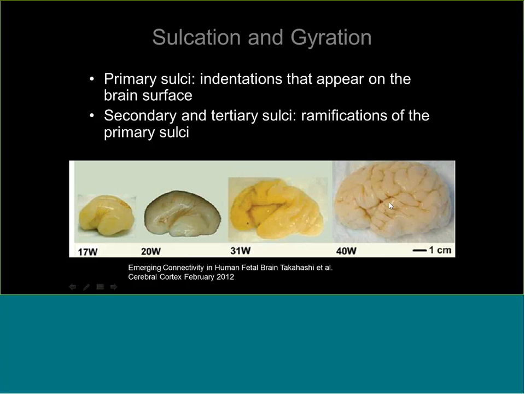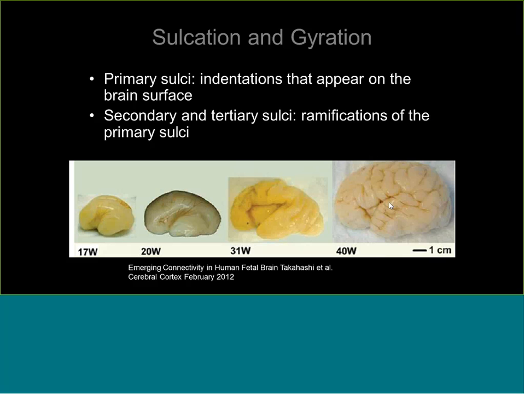And finally, by 40 weeks, all of the primary sulci are there, which are the sulci you identify on the surface of the brain. And if you were to look into the primary sulci, you would see that there are also secondary and tertiary sulci that have evolved. So there's a tremendous amount of gyrification that occurs in the brain in the late second and third trimester.